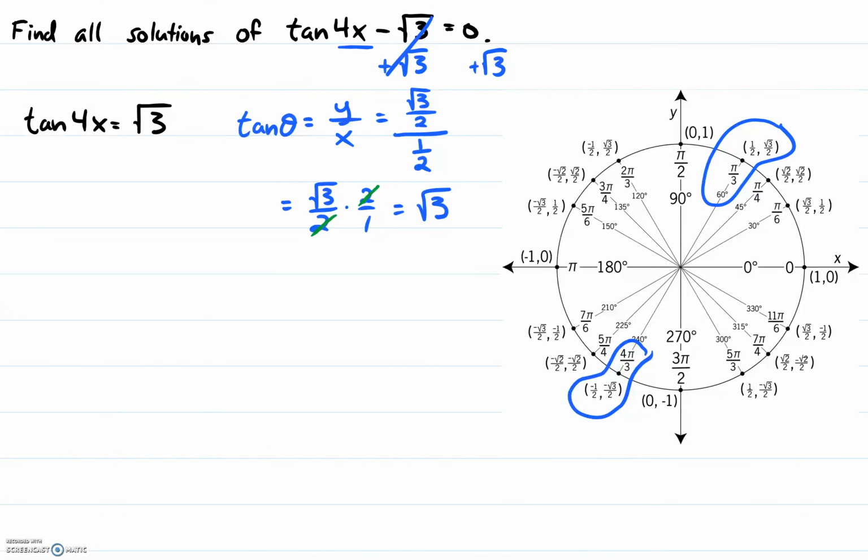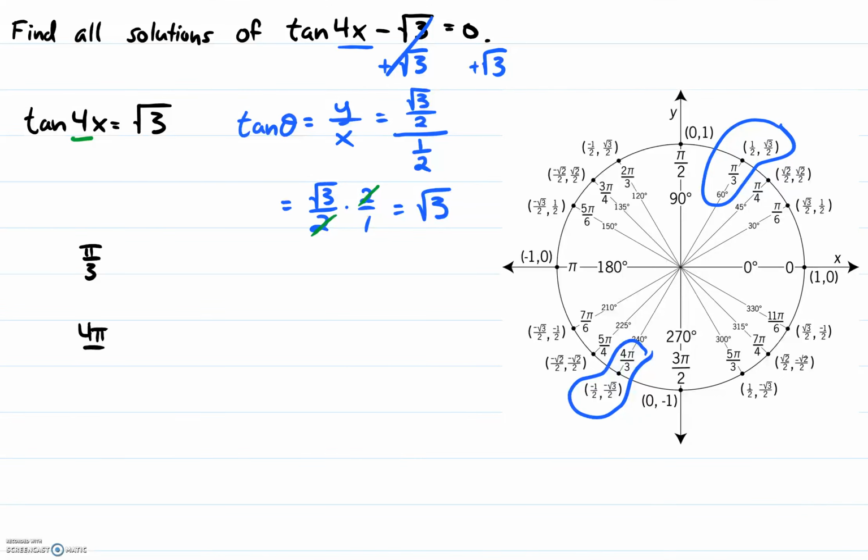We know the two locations where tangent theta or tangent x would be equal to the square root of 3. But the other problem that we mentioned earlier in this video is that we don't just have tangent x, we have tangent 4 times x. And so what we've already figured out is that the angles we're looking for, at least with one iteration around between 0 and 2 pi on the unit circle, are pi over 3 and 4 pi over 3.